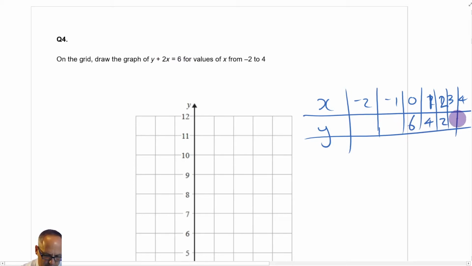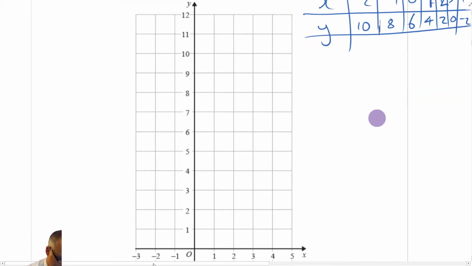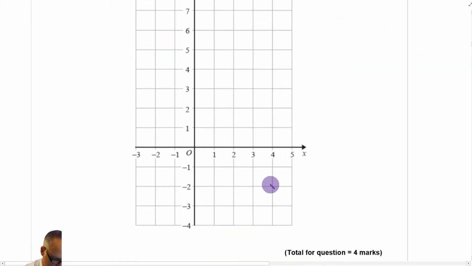And we can see it's changing by 2 every time. So we can put the rest in really quickly because the gradient is the same. And if the gradient is the same, because we've got a straight line, we must have it going up by the same amount each time. So if we start at -2 at 10, we can go all the way to 4 is going to be at -2.